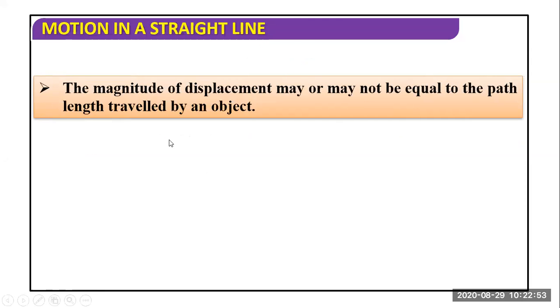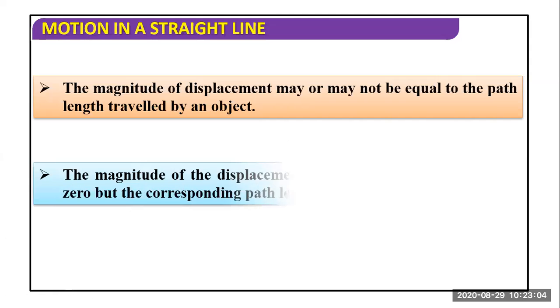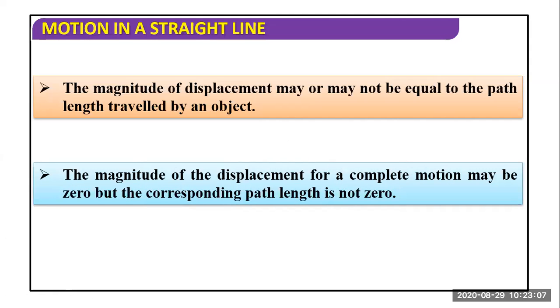So what we can conclude is the magnitude of displacement may or may not be equal to the path length traveled by an object. Magnitude of displacement is always less than or equal to the path traveled. Magnitude of displacement for a complete motion can be 0, but the corresponding path length need not be 0. For example, suppose a car starts from home, travels the whole city and comes back to the same position. What will its displacement be? 0, but the distance traveled will not be 0.